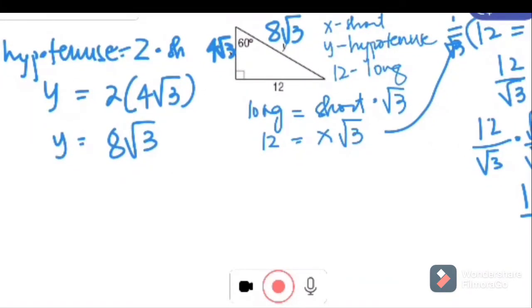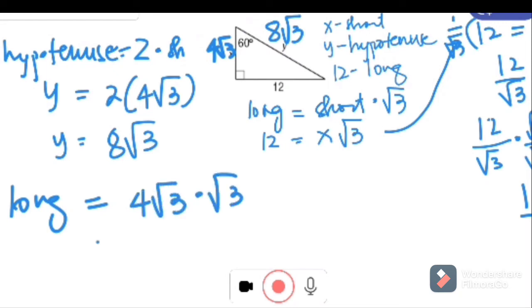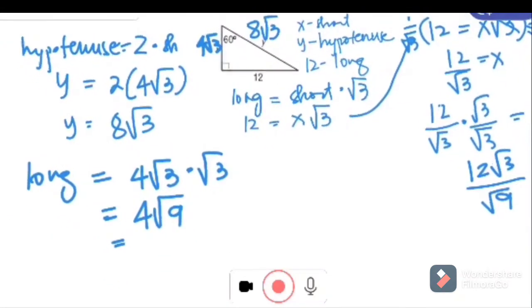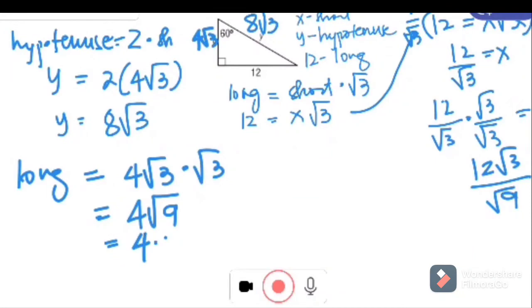Now let's check if it is correct by substituting. To find the longer leg, we have square root of 3 times the shorter leg. Let's just try. Let's find the long leg. So that's square root of 3 times the shorter leg. The shorter leg is 4 square root of 3 times the square root of 3. So that would mean 4 square root of 9. The square root of 9 is equal to 3. So 4 times 3 is equal to 12. Now you see that our long leg is given 12.